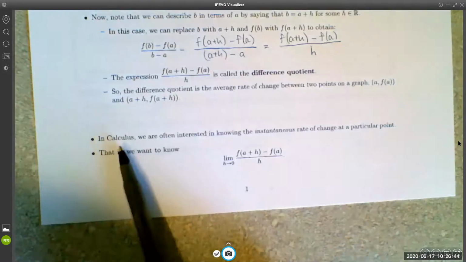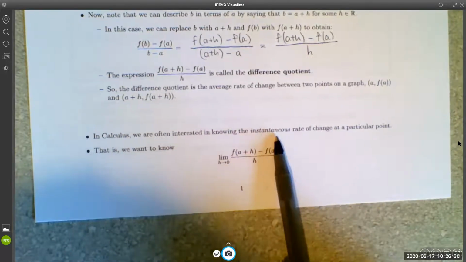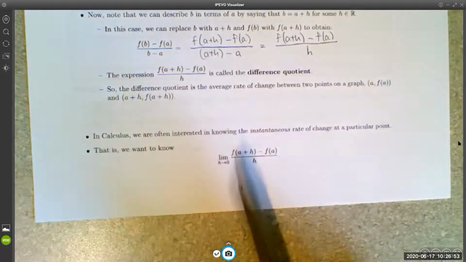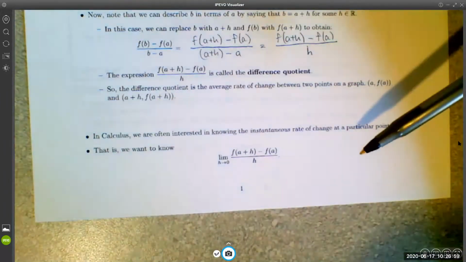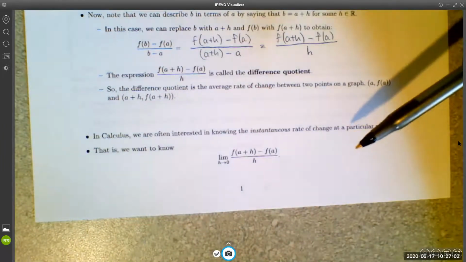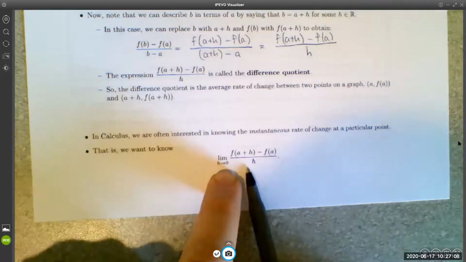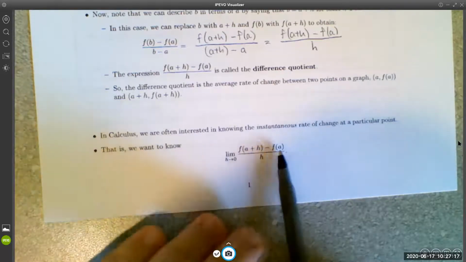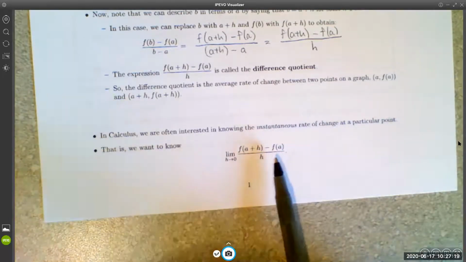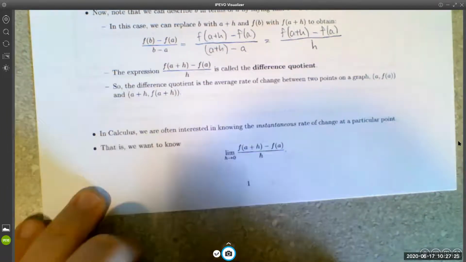Now in calculus, the whole thing with derivatives is that we want to know what the instantaneous rate of change is at a particular point. So instead of trying to find the average rate of change between 2 points, we want to know exactly how fast the function is changing at one point. In other words, we want to know this limit. We want to calculate the average rate of change as h goes to 0, as the distance between the 2 points goes to 0, as the distance between the points disappears and the points become just a single point. So we want to calculate this limit.